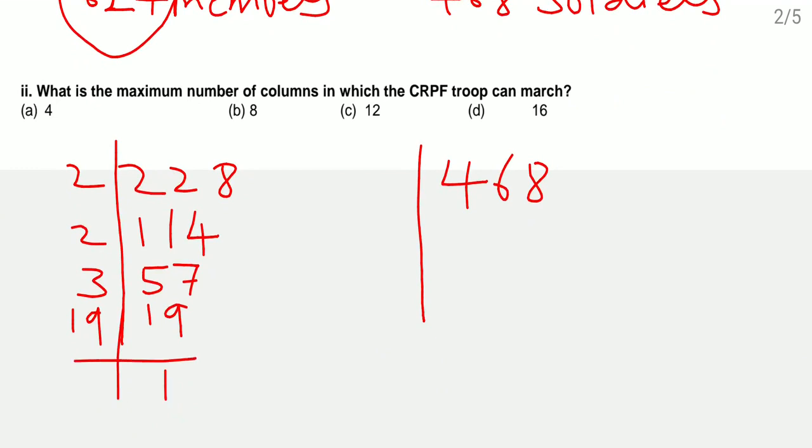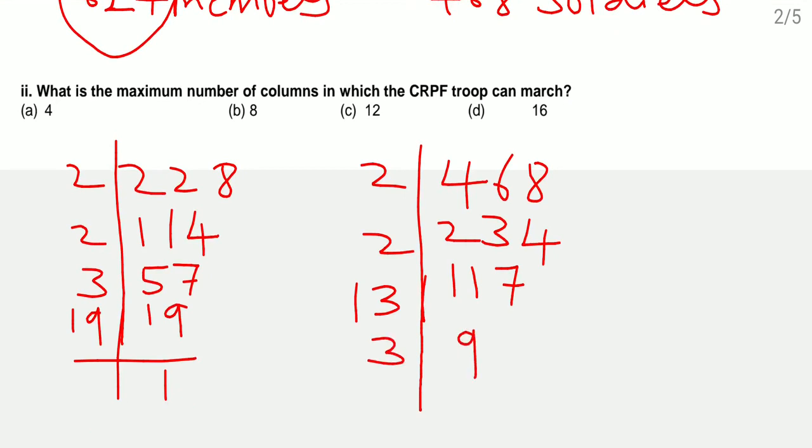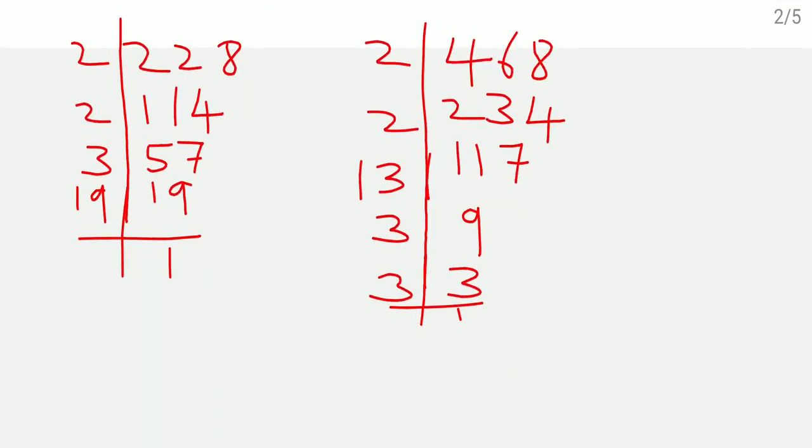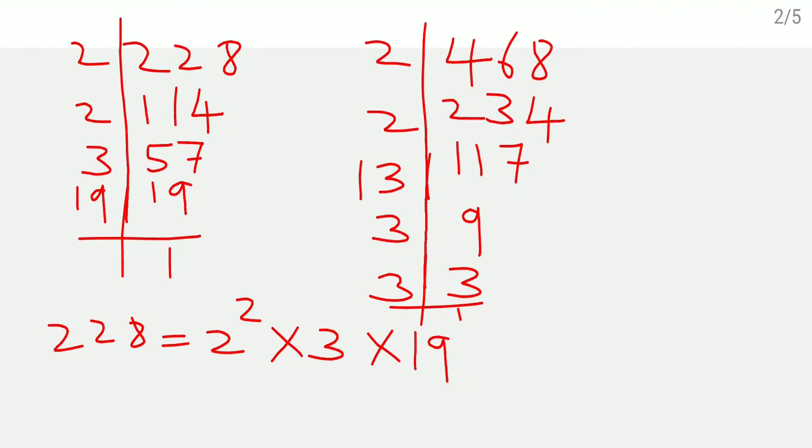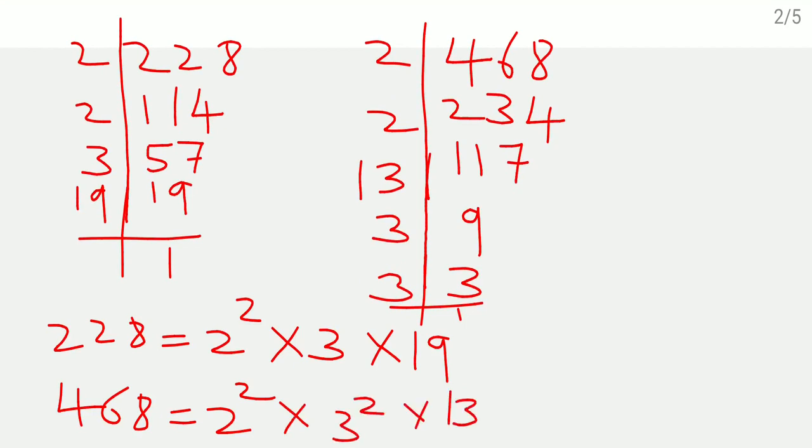So here, 2 2s are 4, then 3s, once again 2 1s are 2, and 1 1 7 comes in 13's table, 13 9s are 117. That means here I can write 13 9s are 117, so 3, 3, and 3 here and 1. So to get the HCF, I write 228 equal to 2 square into 3 into 19, and 468 equal to 2 square into 3 square into 13, right?